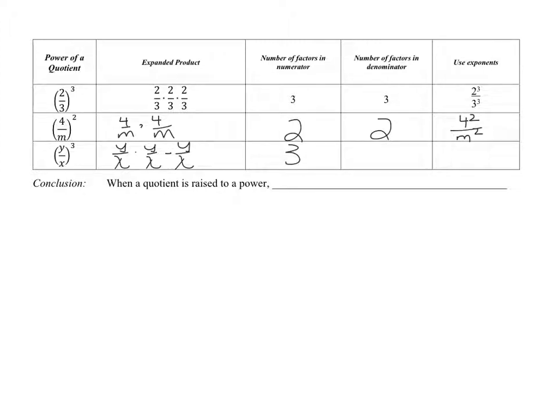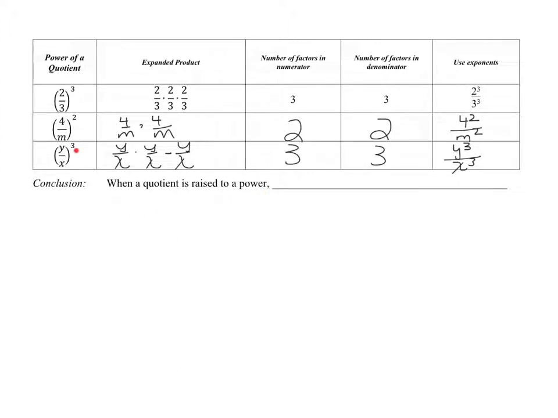In the denominator, I just have 3 x's. So that could be rewritten as y to the 3rd over x to the 3rd. So now look, how am I getting from this column to this column without having to do it in an expanded form? It's very similar to what we did when we're taking a power to a power. When you have a quotient raised to a power, you do the same thing.